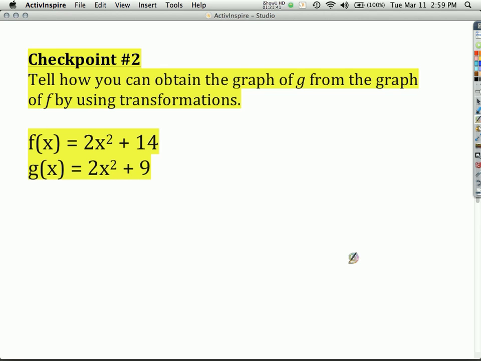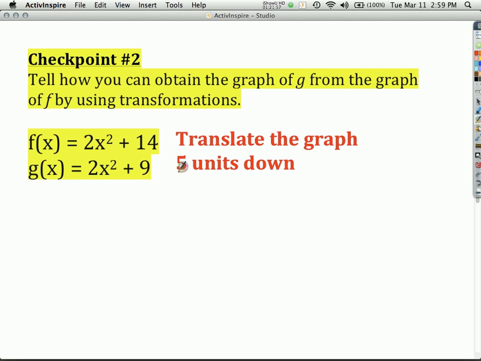Nathaniel? You translate down. Good. Okay. Michaela? Oh, so we seem to all agree that it's just translated down 5 units. That's exactly right. I'm actually incredibly impressed because the idea was to notice that everything else about the graph was exactly the same, so the only difference is that this one was down 5 units from that one.